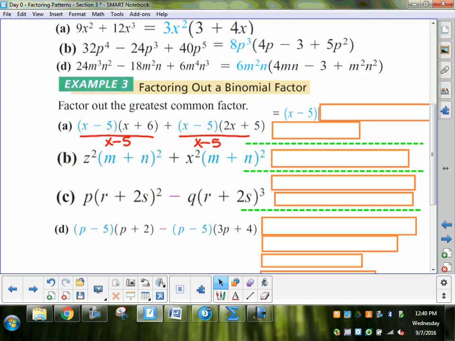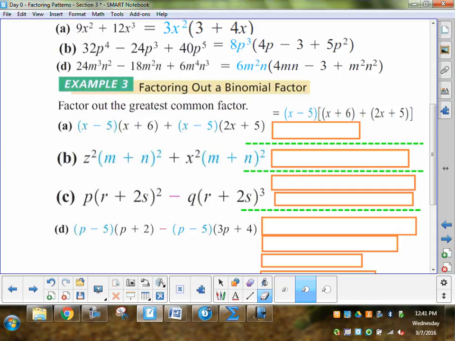In some of our work today, you need secondary parentheses, and those are brackets. So what would I be left with after I factor out an x minus 5 from the left? I have the quantity x plus 6. Then I keep the sign the same, so I still have a plus there. And after I factor out an x minus 5 from the right, I would be left with a 2x plus 5. So we get to there. Questions on that piece?